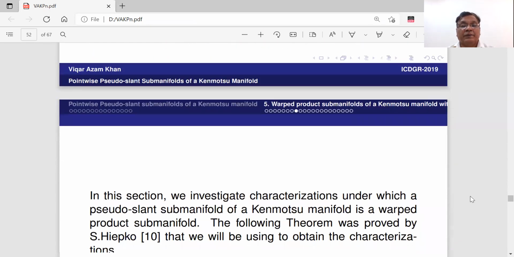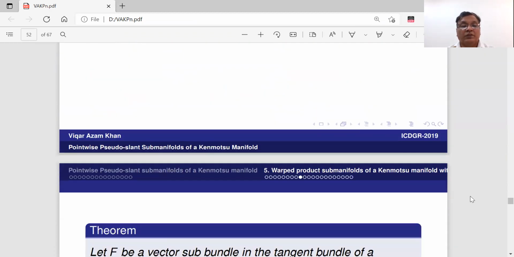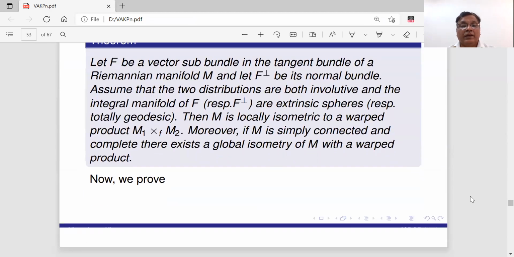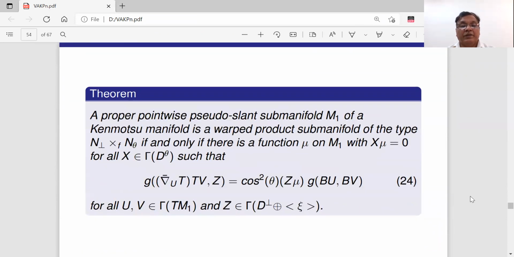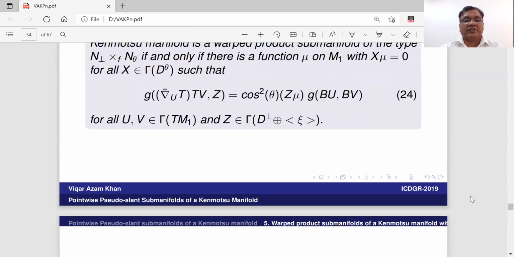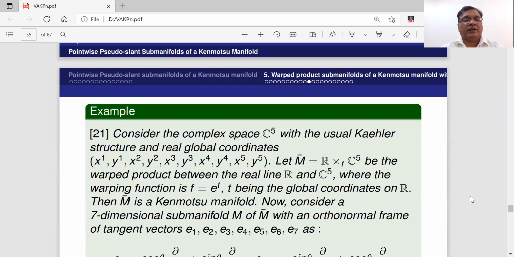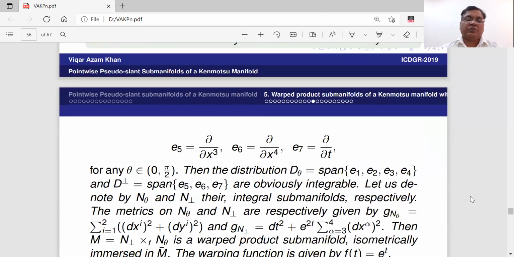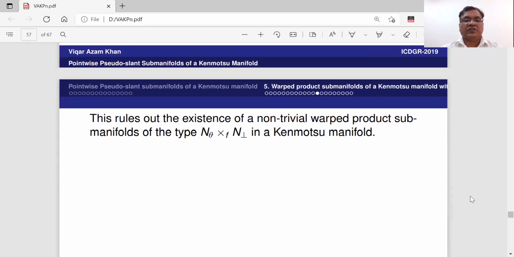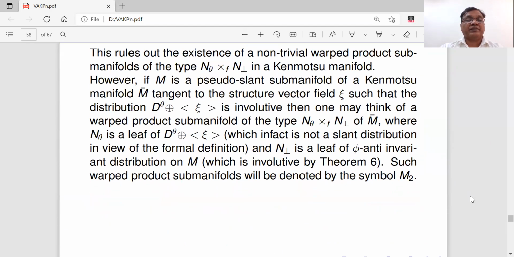So I hope the time is over, so I have to wind it up. But before winding up, let me tell you the final result. A proper point-wise pseudo-slant submanifold M1 of a Kenmotsu manifold is a warp product submanifold of this type if and only if the function mu on M1, with X mu equal to 0 for all X in D, satisfies this. And there are examples that we have discussed for both the cases. And I stop at this point, and there are some references as well.